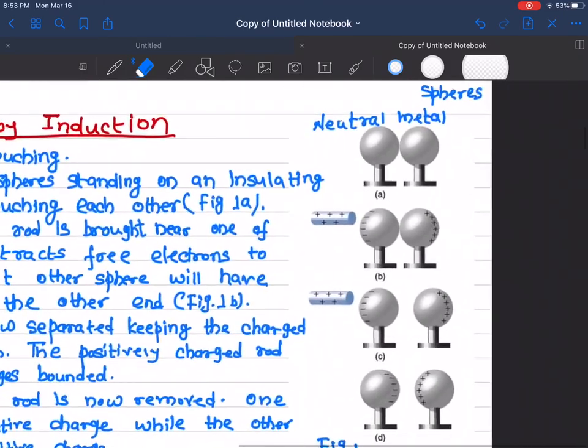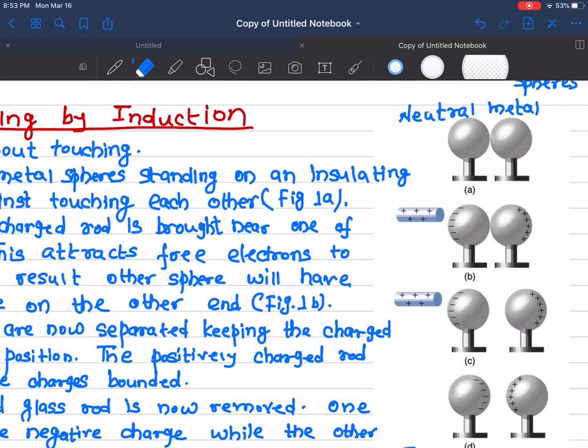So in this process, we have the metal sphere. So this is a metal sphere. So this is the metal sphere, and these two metal spheres are standing on an insulator. So this is the insulator, and this is the metal. And these two metal spheres are touching each other.